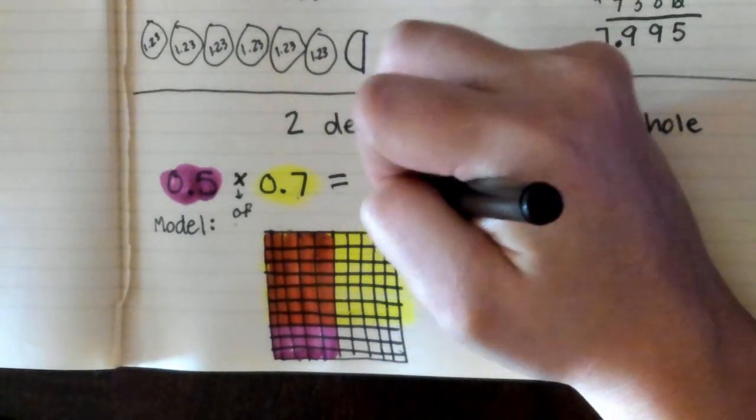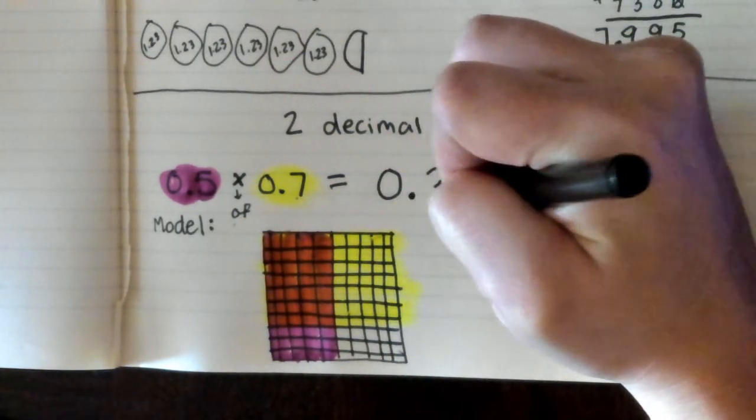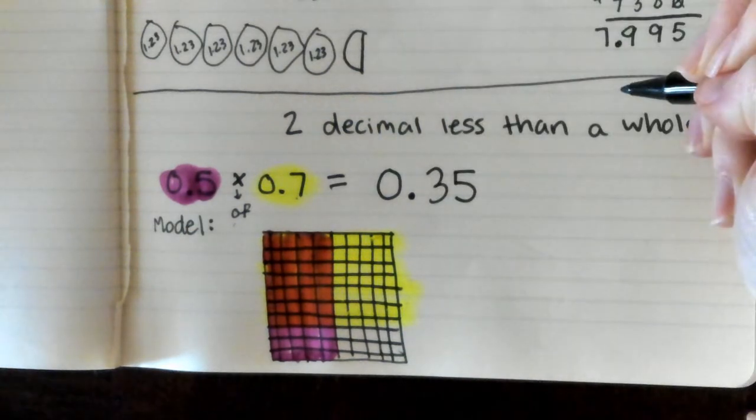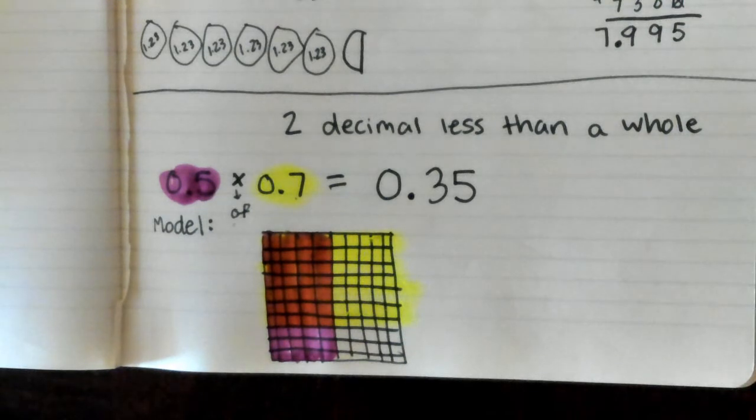Well, 0 wholes because we didn't color in any whole. And 35 hundredths. There's your answer. That's it. That's it. The model is essential for us to use.